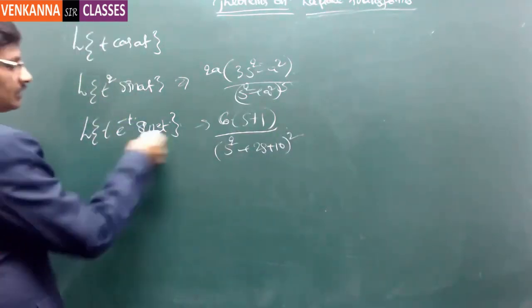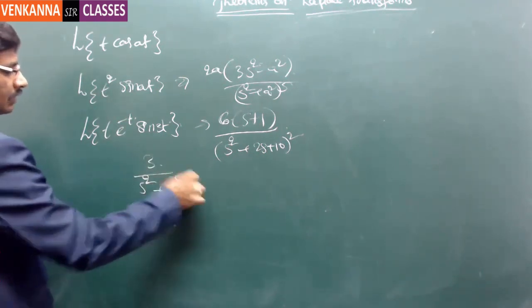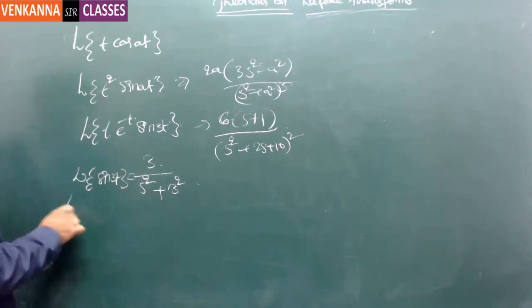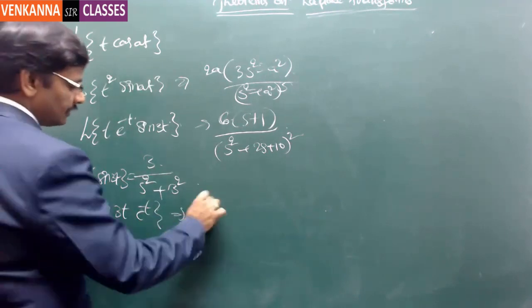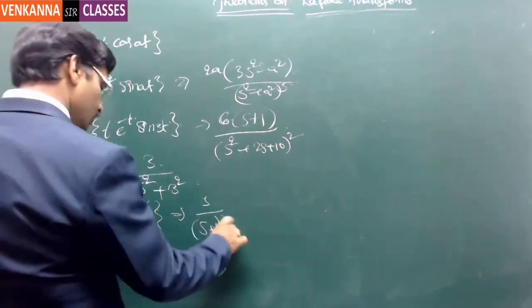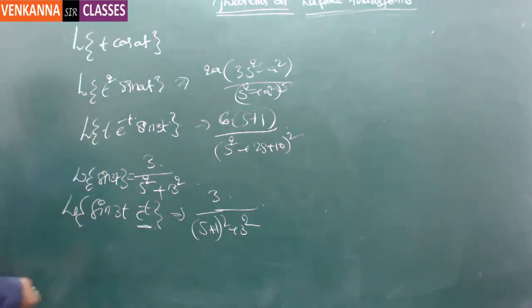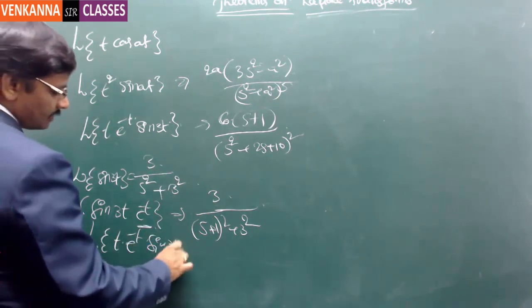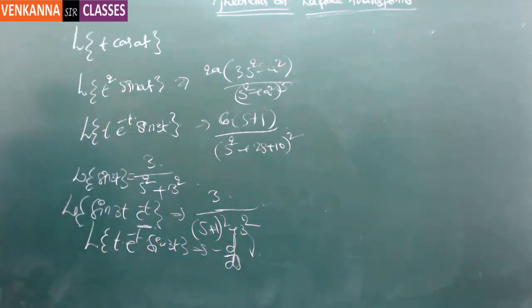So use the first shifting property. Laplace transform of sin 3t is 3 by s square plus 3 square. Similarly, Laplace transform of sin 3t into e power minus t is nothing but 3 by (s plus 1) whole square plus 3 square. So this is the Laplace transform after multiplying with e power minus t. Now the Laplace transform of t into e power minus t into sin 3t is nothing but minus times d by ds of this above function. That is the order we have to do.